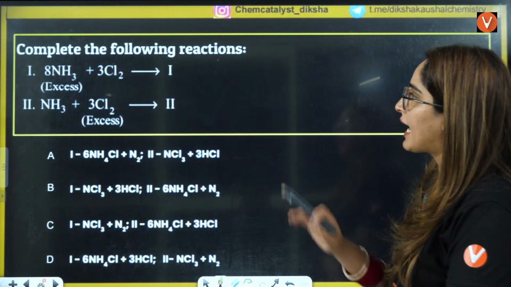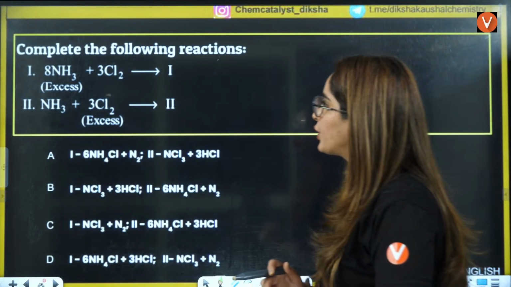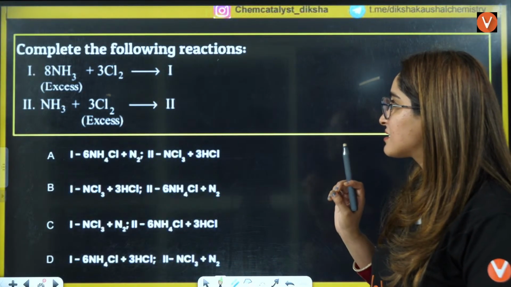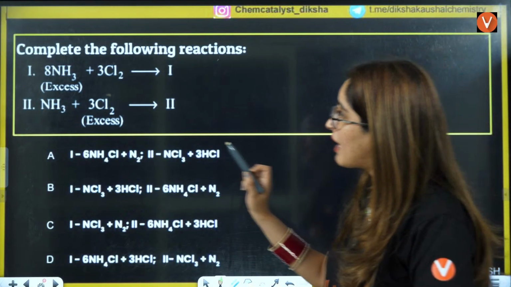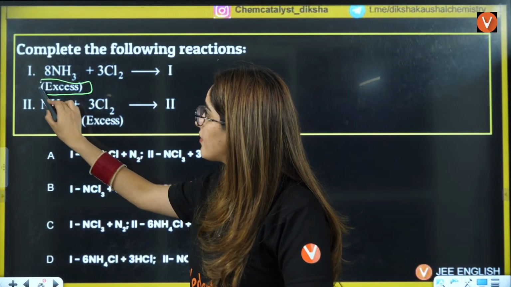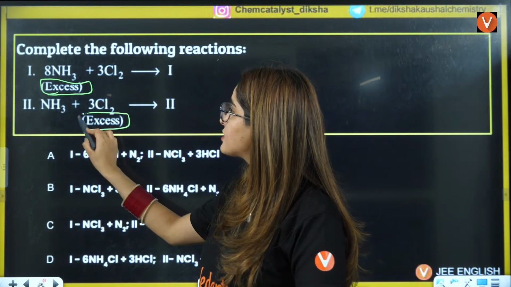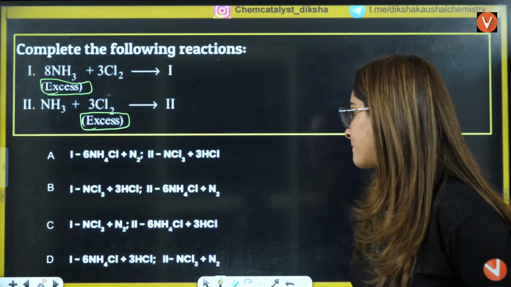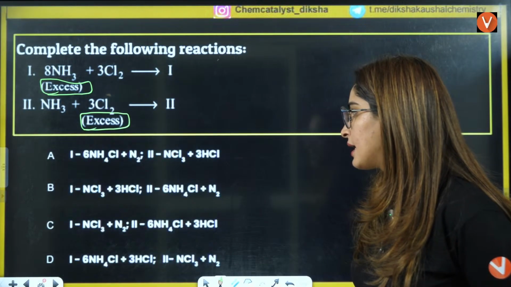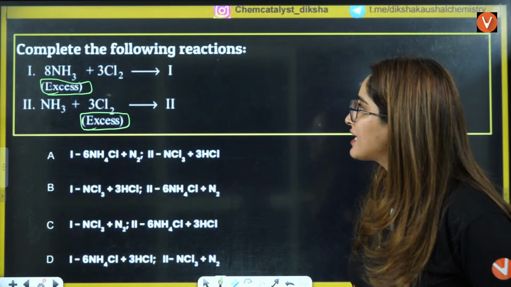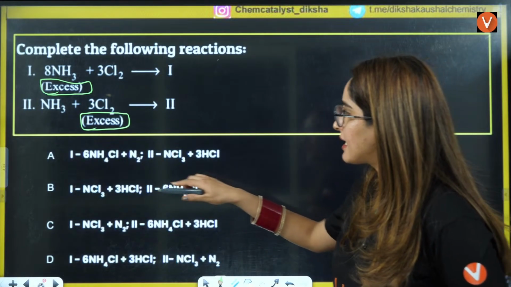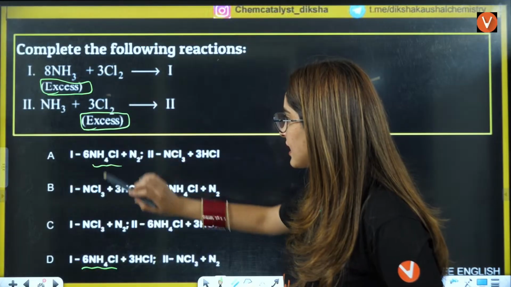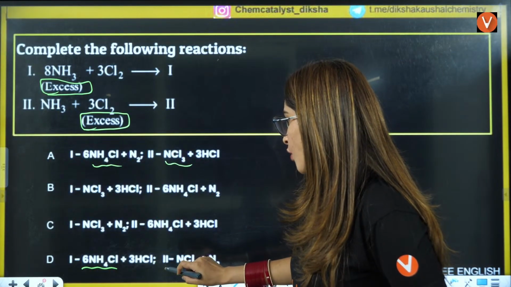Next question: complete the following reaction. This reaction is given to you. First, when you have NH3 in excess, then NH4Cl is formed. When you have Cl2 in excess, then NCl3 is formed.